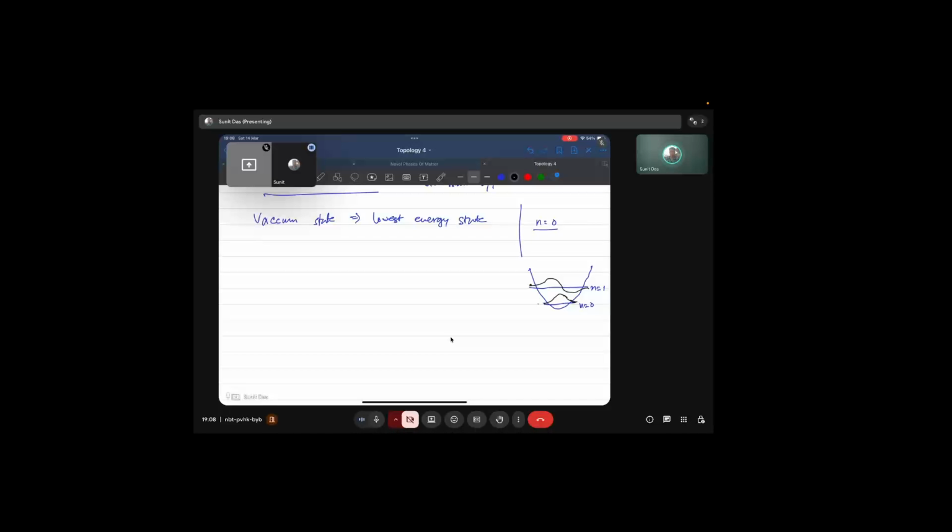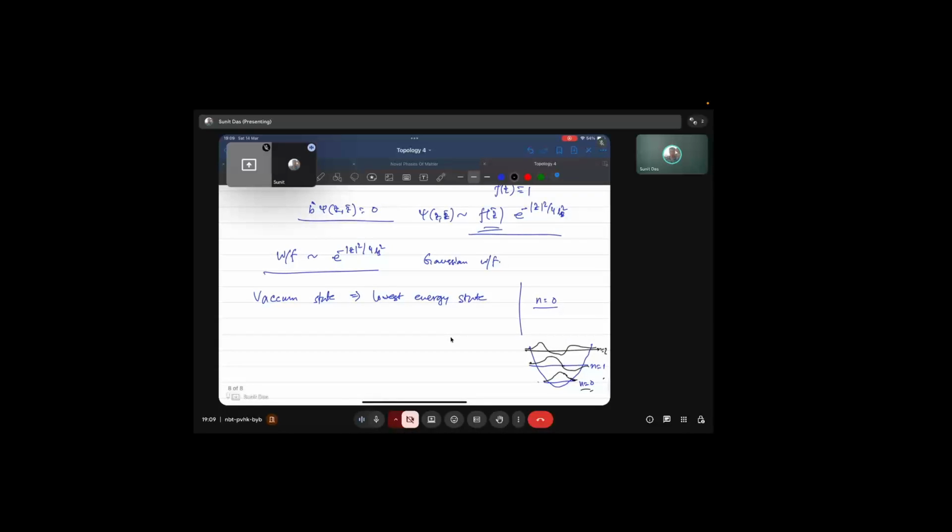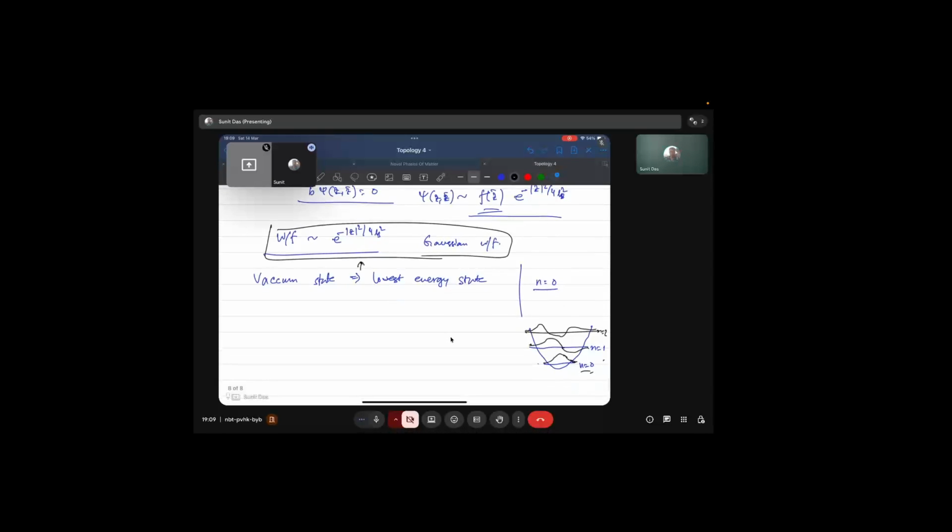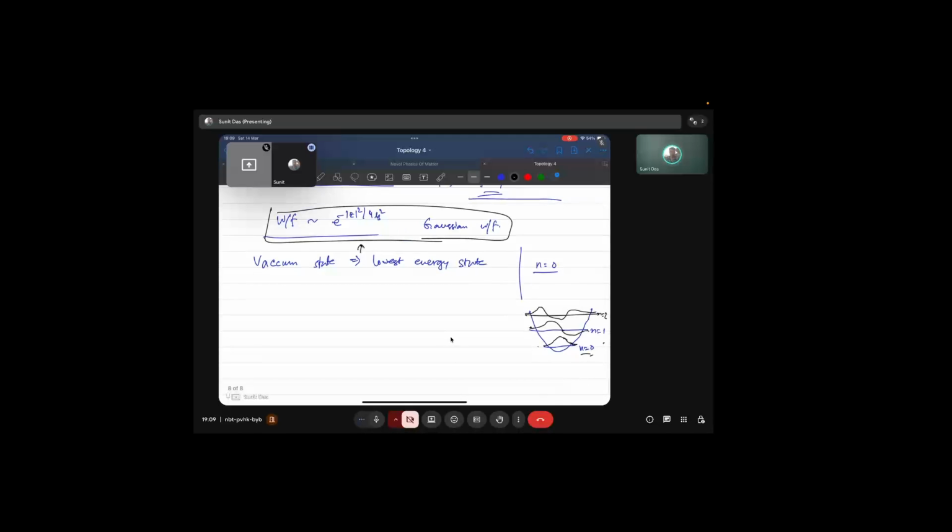So basically, as the number changes from 0 to 1, there is one node. For n equal to 0, there is no node. For n equal to 2, there will be two nodes. Okay, something like this. So this is also a similar case. If you see carefully, we have this to be a valid wave function of the lowest energy state, the vacuum state, which is simply Gaussian, and it has no node.